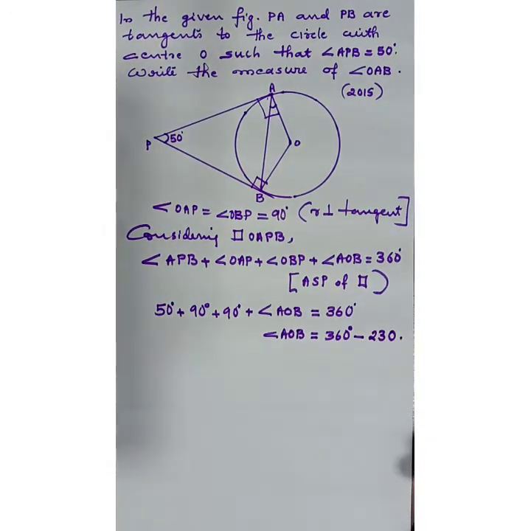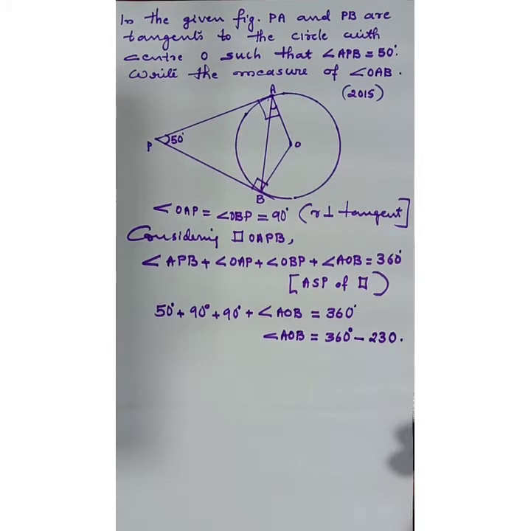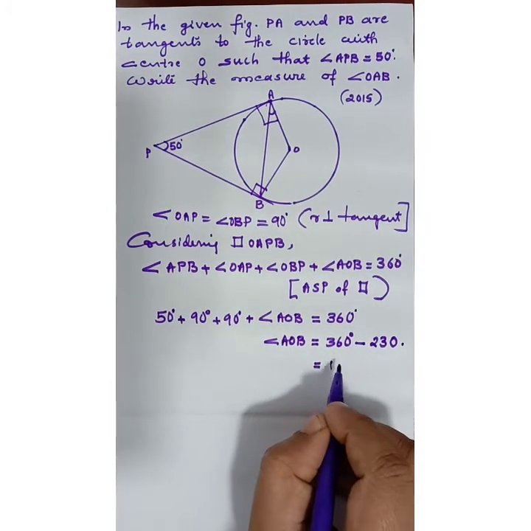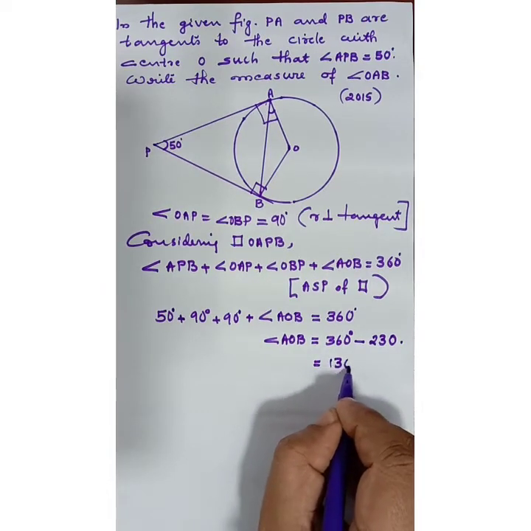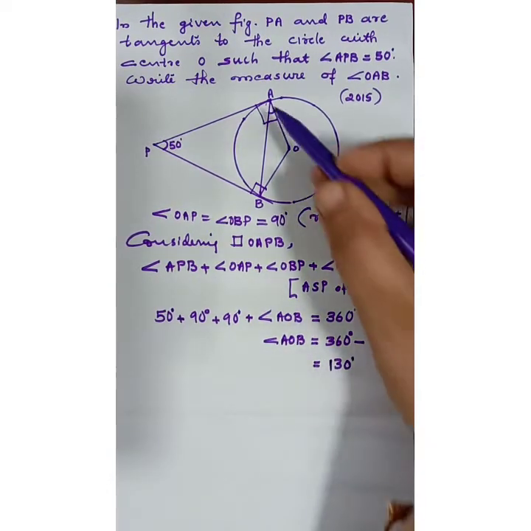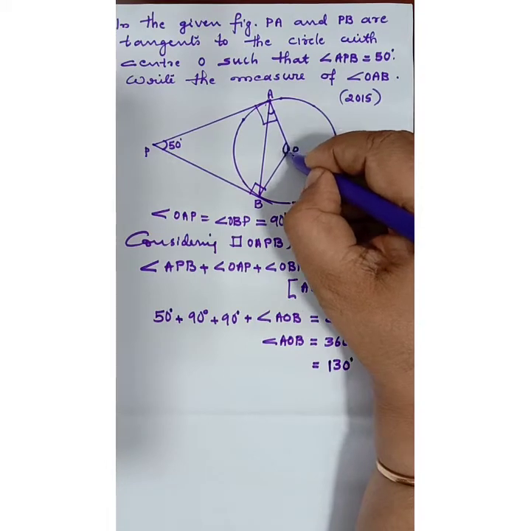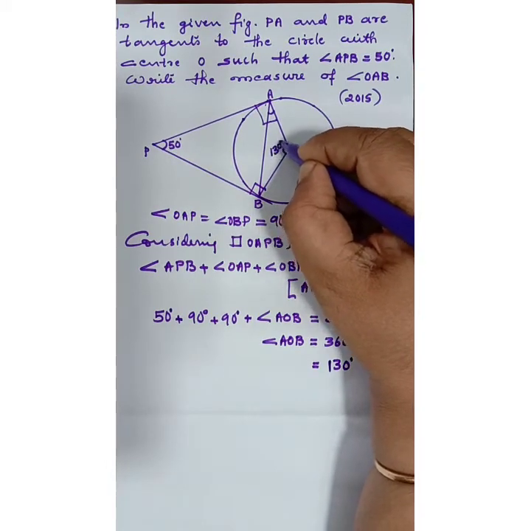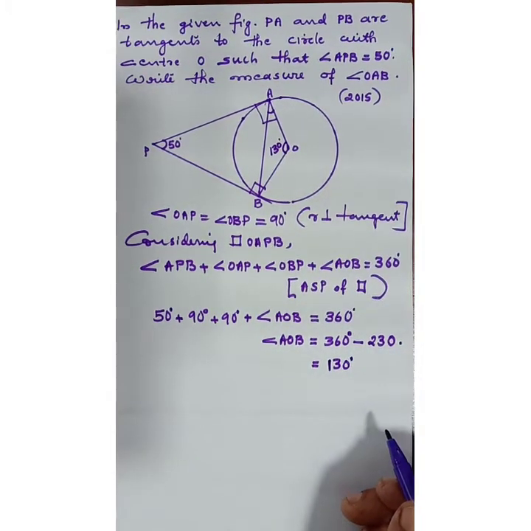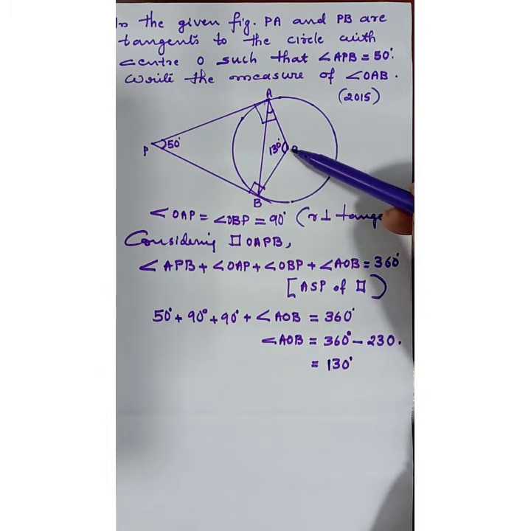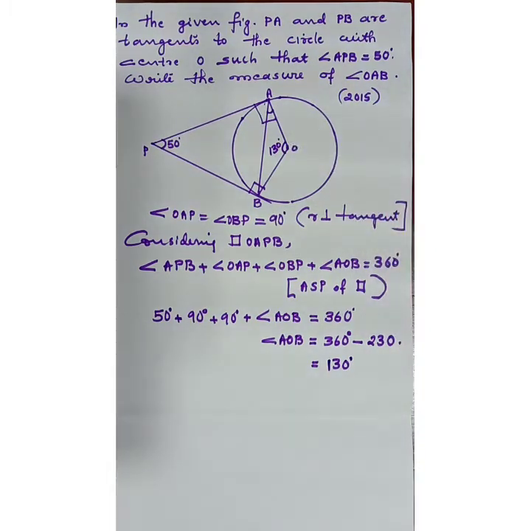It is 230. So how much will we be getting? That is equal to 130 degree. This is how we are getting the angle AOB as 130 degree. Now we are considering triangle OAB.